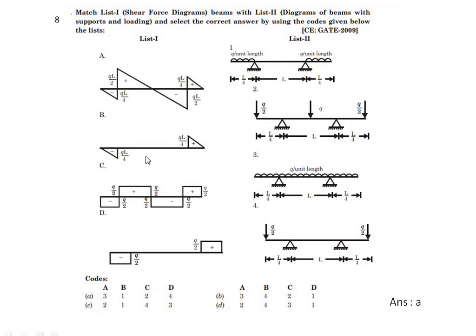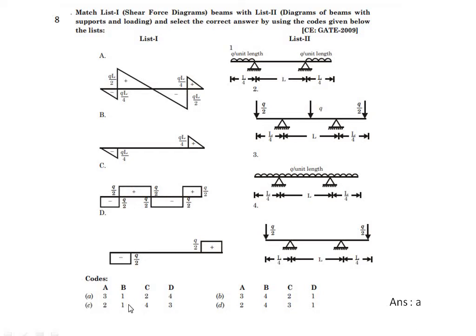Then check for the second one. For B, you are again seeing a linear variation in the first small distance, which means you are going to have a uniformly distributed load at this point. So the only option remaining with a uniformly distributed load is option 1. So for B it has to be 1. For A it is 3, and for B it should be 1. So the only option is option A, the first option, where for A it is 3 and for B it is 1. So we can very well choose the answer as A, the first option.